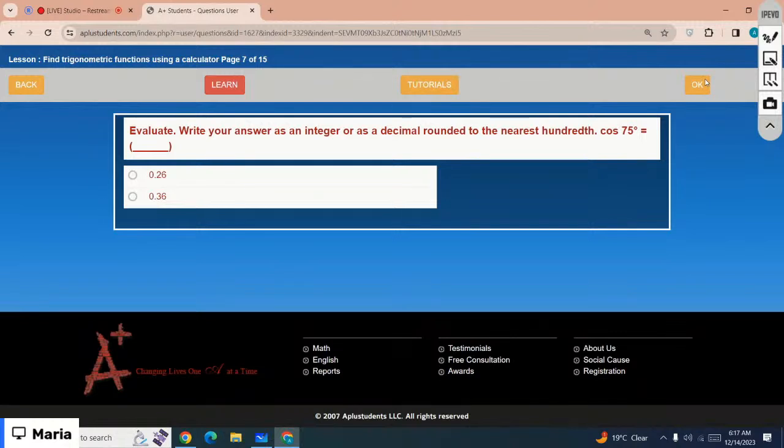The next one is evaluate. Write your answer as an integer or as a decimal rounded to the nearest hundredth. You have to calculate cos 75. So, which is the correct option? Use your calculator and find the answer. So, the correct option is 0.26.